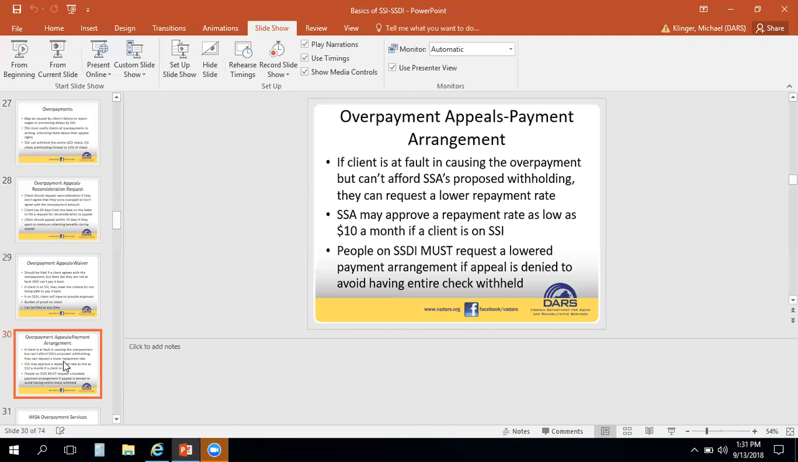But if Social Security comes back and decides that their appeal request is denied and their waiver request is not favorable, then once that appeal is decided, Social Security can withhold benefits again if they're found to still be overpaid. And at that point, it would be the client's responsibility to work out a payment arrangement with their Social Security office on a feasible payment arrangement.